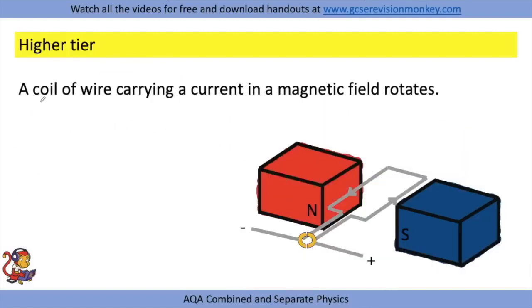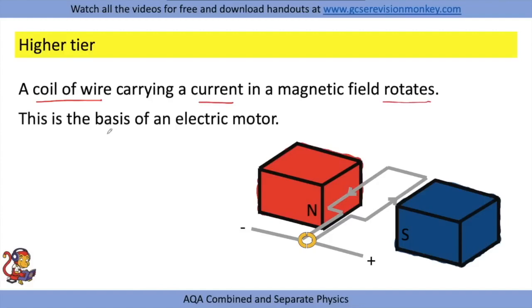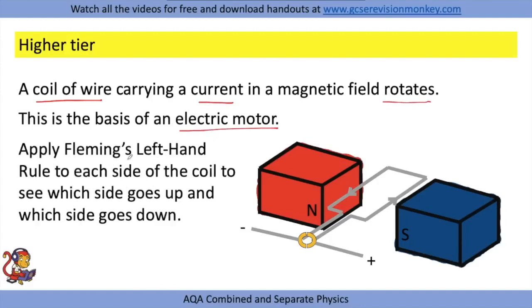So when you have a coil of wire carrying a current in a magnetic field, it will rotate. And this is the basis of an electric motor. So if we apply Fleming's left-hand rule to each side of the coil, you can see which side goes up and which side goes down. So when I say each side, have a look at this side of the wire and this side of the wire, and you work out which one goes up and which one goes down.